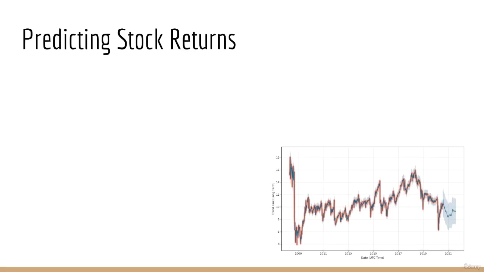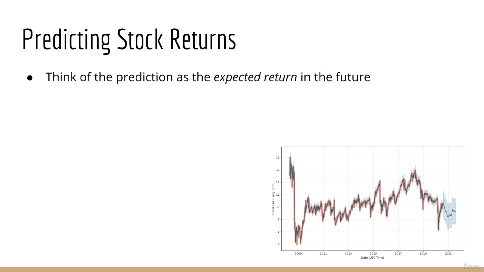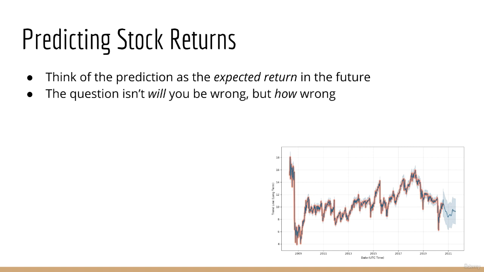Previously, we looked at how you might try to predict stock returns. You might think of your prediction as the expected value of the stock return at some point in the future. At this point, we know that those predictions will be wrong to some degree. The question isn't will you be wrong, because we know that we are guaranteed to be wrong. The question is how wrong.